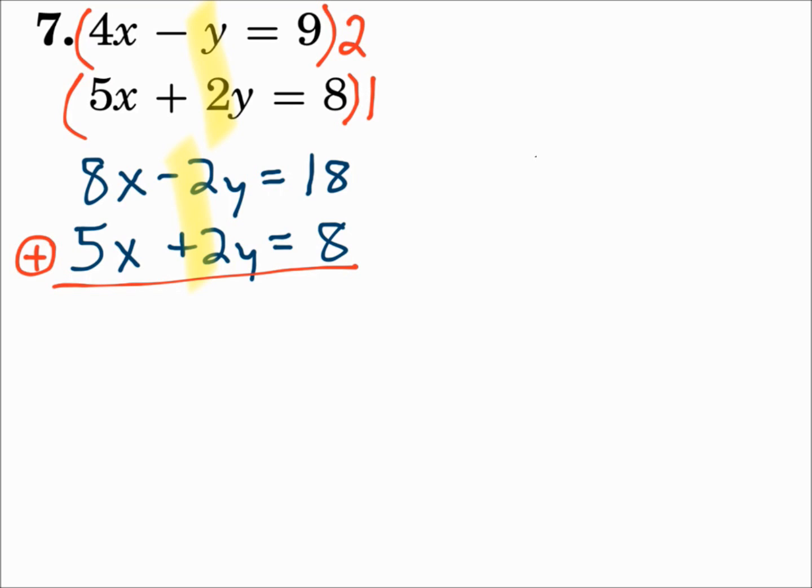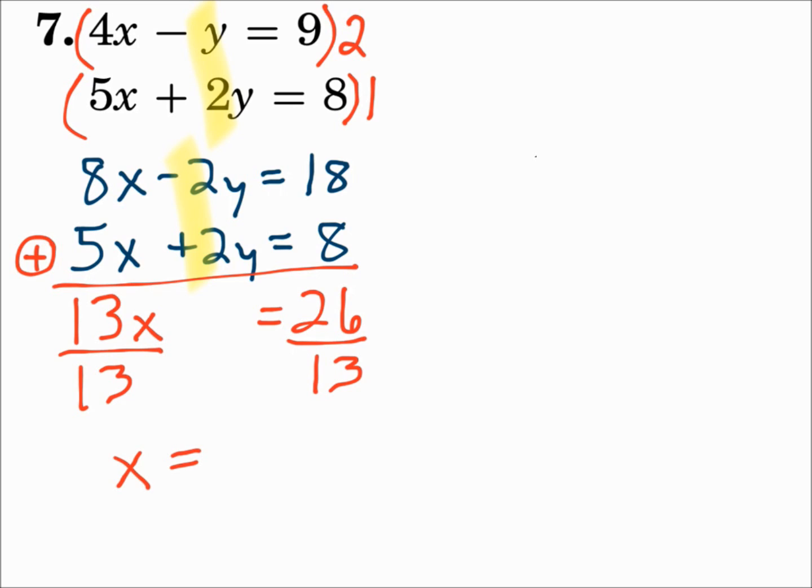8x plus 5x is 13x. -2y plus 2y is 0, so the y is eliminated, equals 18 plus 8 is 26. Now solve for x. Divide both sides by 13, and x is 2.